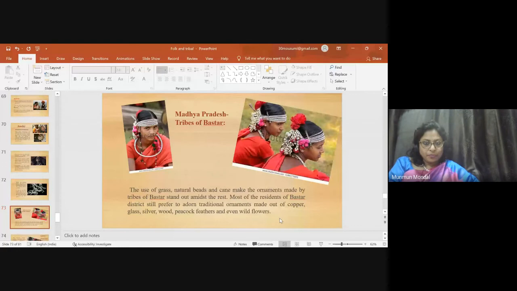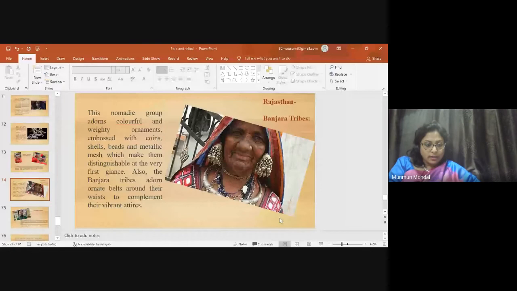In Rajasthan, we can see the Banjara tribes adorn ornate belts around their waist to complement their vibrant attire. Mostly in Rajasthan, we can see coins, shells, beads, metallic mace. These are very common. You can see in Rajasthan they are using different kinds of coins in their necklaces. These Banjara tribes. Like this, in Arunachal Pradesh, you can see the variation.